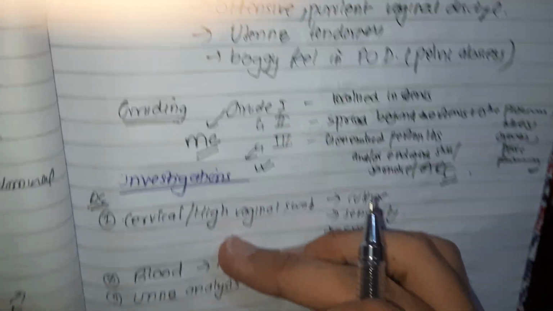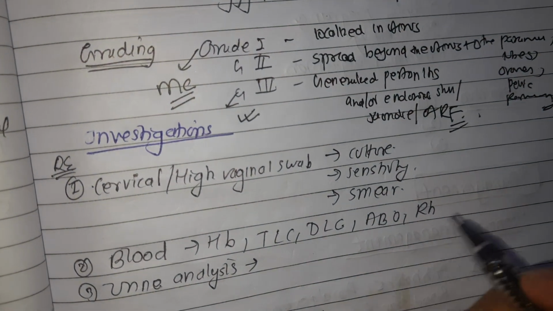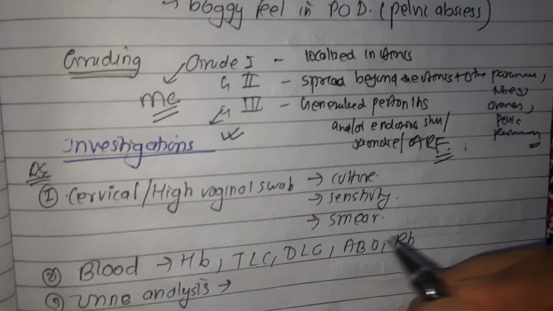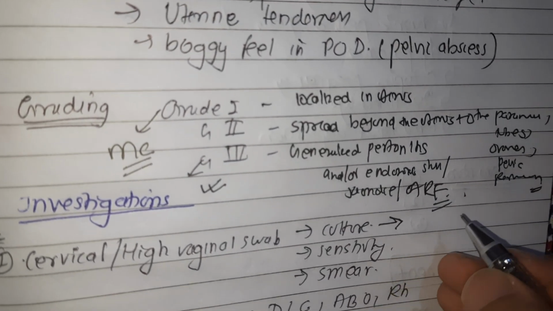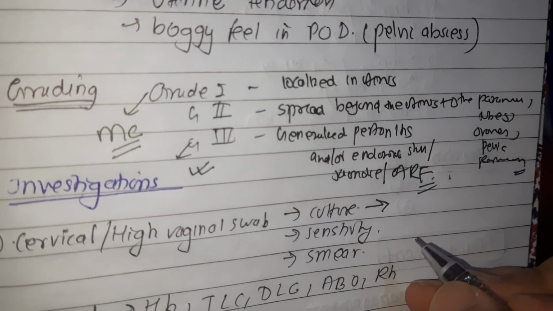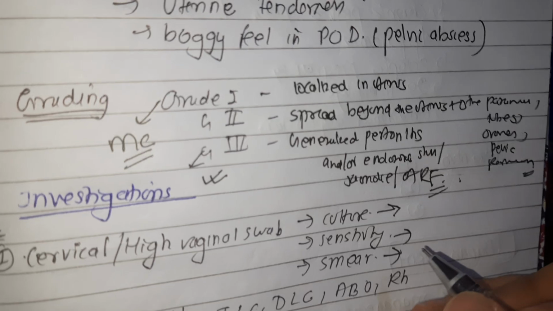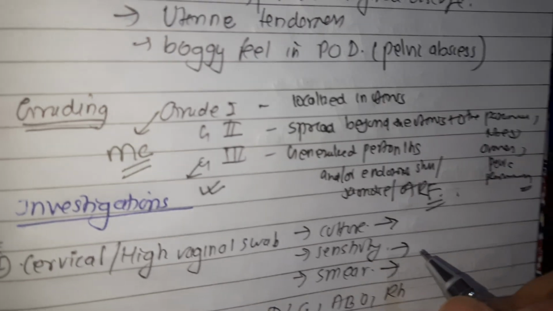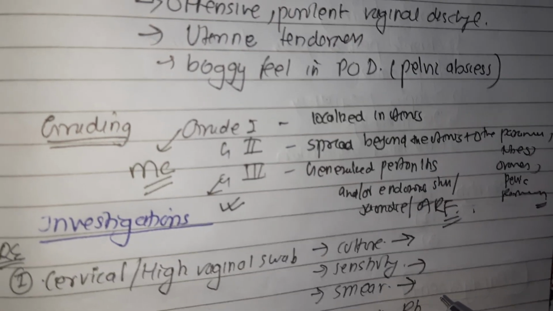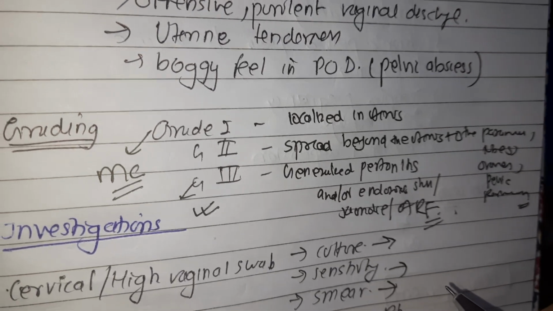Now we will see the investigations. The routine investigations are a cervical or high vaginal swab taken prior to internal examination for culture in aerobic and anaerobic media to find out the dominant microorganism and its sensitivity to antibiotics, and a smear for Gram stain. The Gram negative organisms isolated are E. coli, Pseudomonas, Bacteroides, etc. The Gram positive organisms isolated are Staphylococci, anaerobic streptococci, group A beta hemolytic streptococci, MRSA, Clostridium welchii, Clostridium tetani, etc.